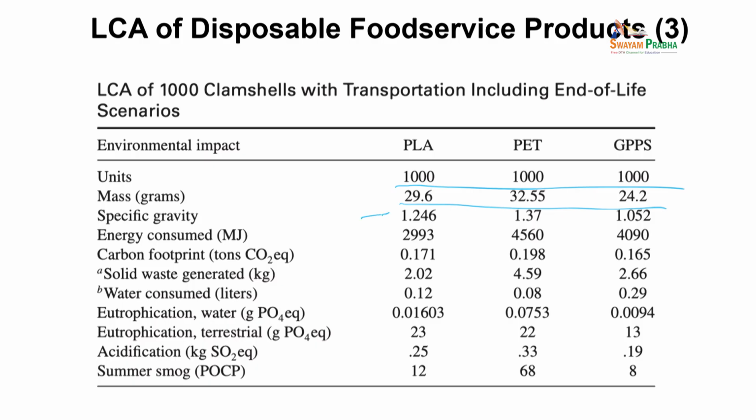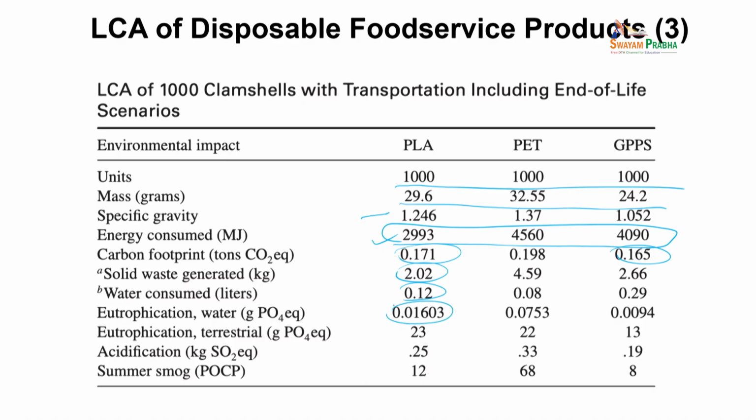Specific gravity is given. If you look at energy consumed, PLA has the lowest energy. Carbon footprint also is comparable to PS and PET. I mean 0.165, 0.171, not very different. And solid waste generated is less. Water consumed as always is more because, as we said, corn will consume some water.